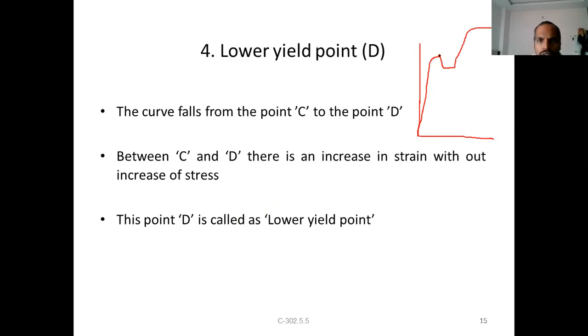So this is your upper yield point, and this is the lower yield point. We call this C and this D, the upper yield point and the lower yield point. Between C and D, the strain increases, but there is no increase in stress. Stress is not increasing, in fact it is decreasing. This point is called the lower yield point, the lowest point.